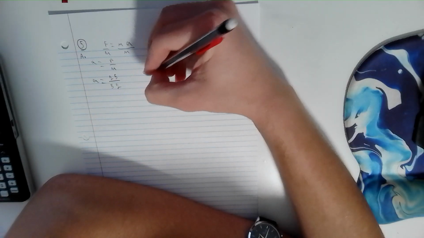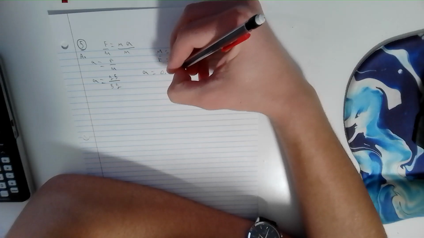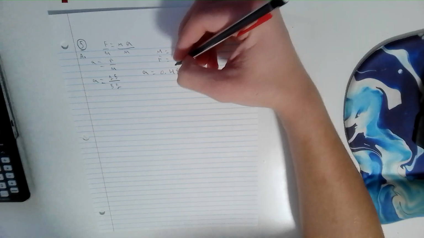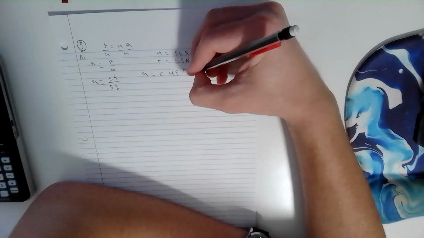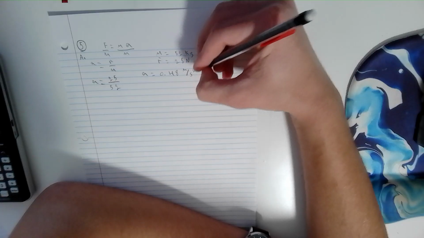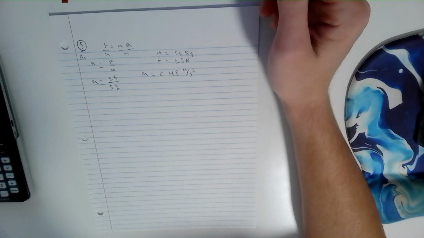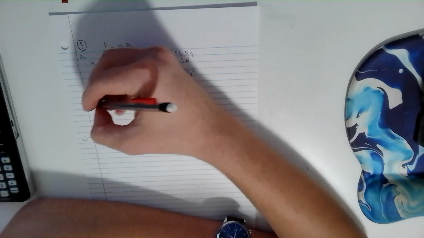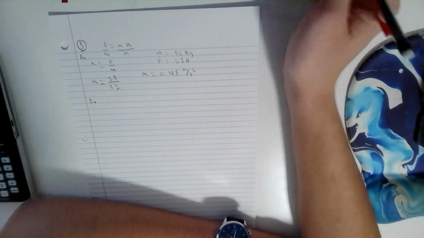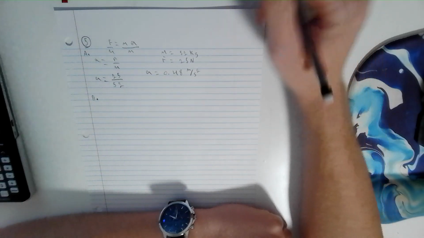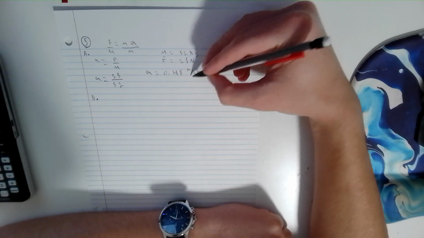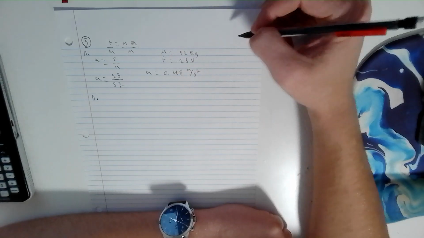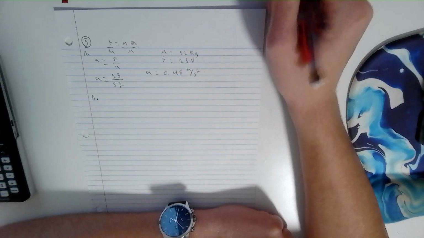So acceleration equals 0.48. And then acceleration is always in meters per second squared. Sorry, let me clarify that. So acceleration is meters per second squared, not mass. M over s squared. There we go. Meters per second squared. All right, and then we're going to move to part B.